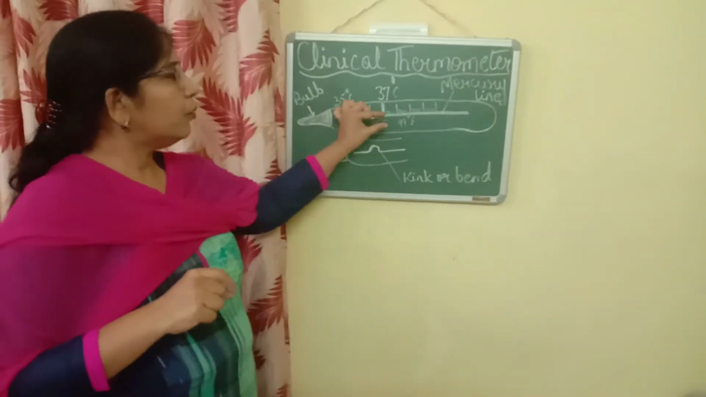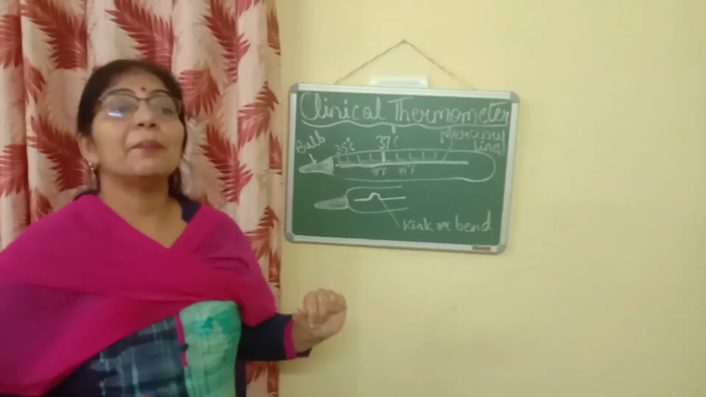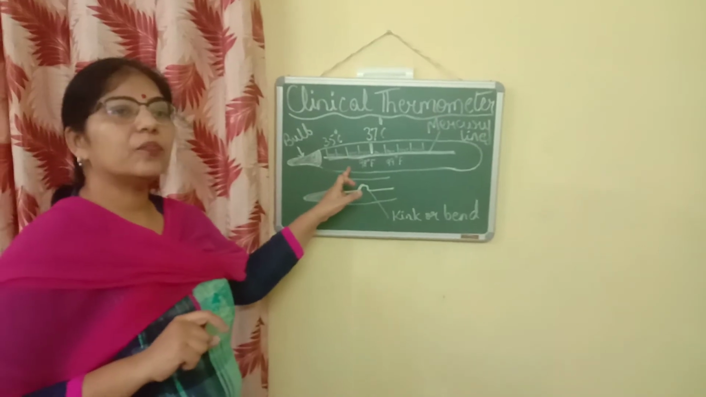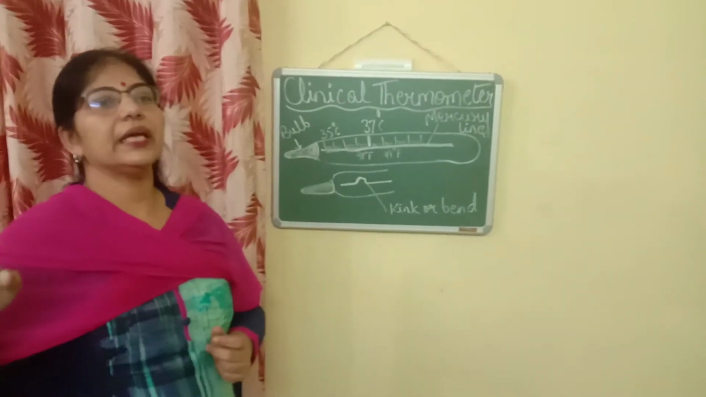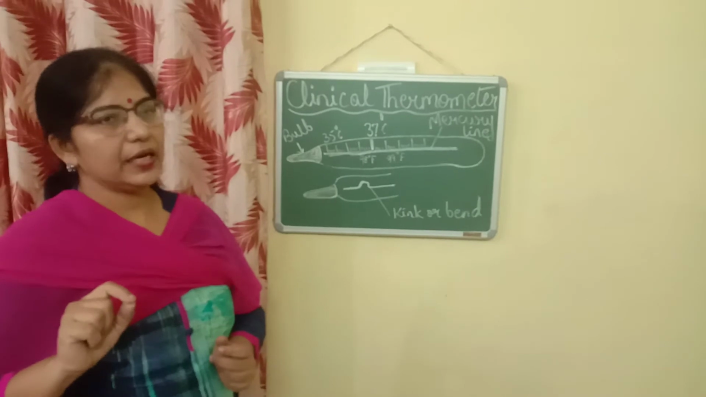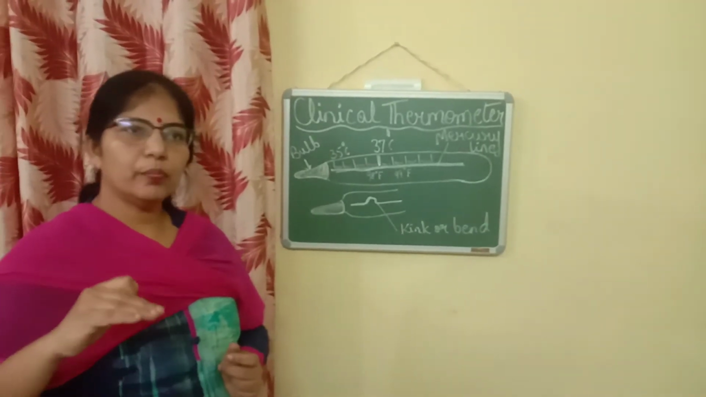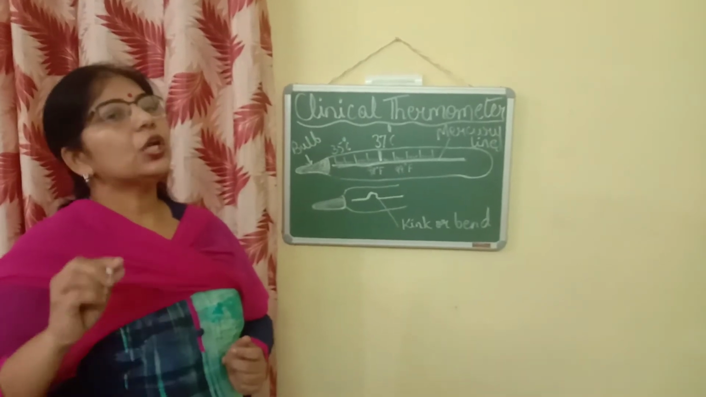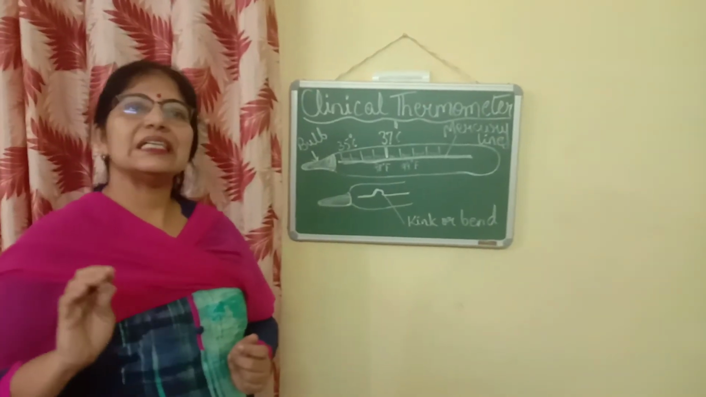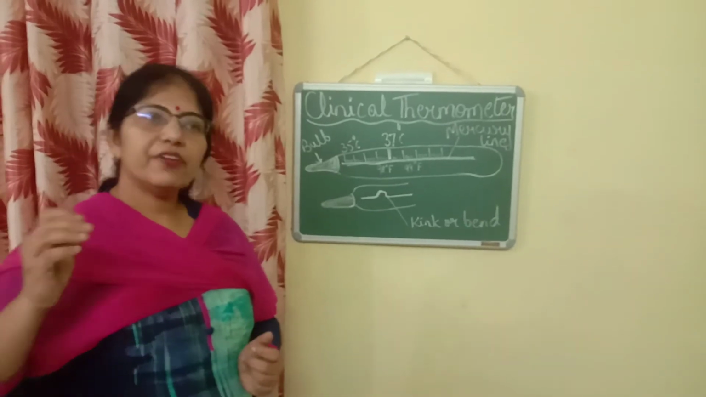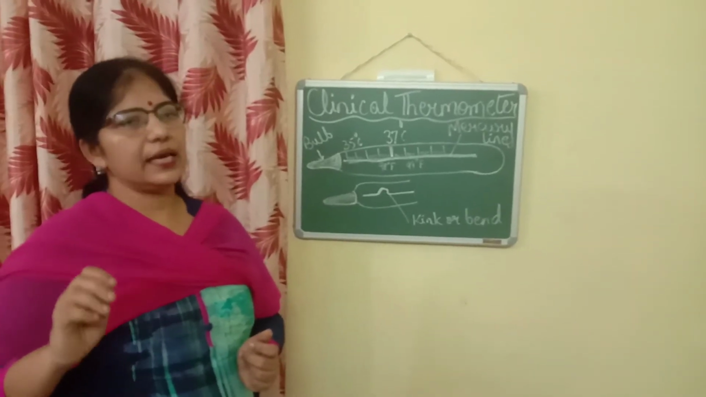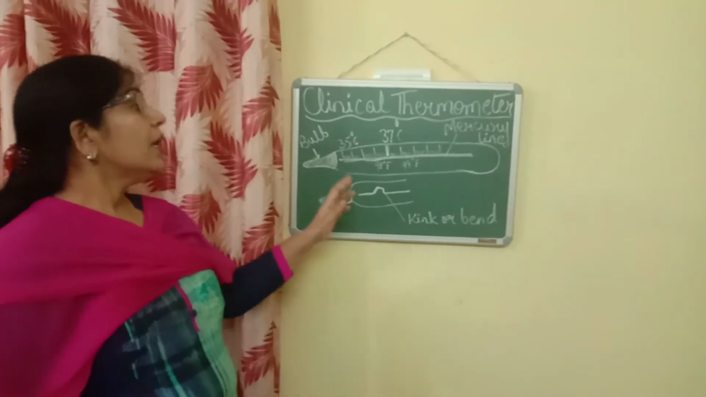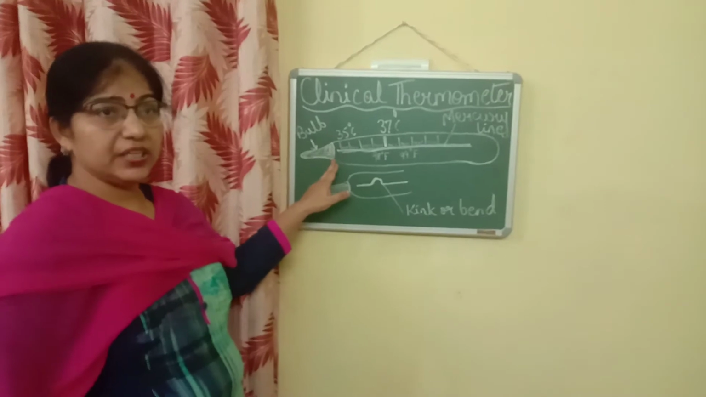There is a thin tube inside, called the capillary tube, which has markings on it. The marking in a clinical thermometer is from 35 degrees centigrade to 42 degrees centigrade, because body temperature does not go below this or exceed 42 degrees centigrade. The normal human body temperature is 37 degrees centigrade. If you are measuring it on the Fahrenheit scale, it is 98.6 degrees Fahrenheit. This is about the clinical thermometer, children.